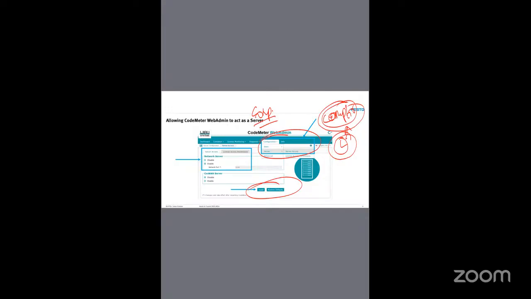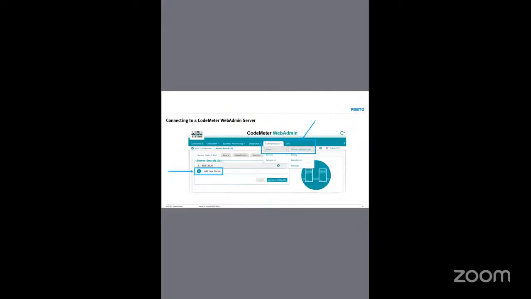After that, open the CodeMeter web admin in another computer. Then go to configuration. After that, server search list. Then after that, add new server. Then the computer name or the IP address of the computer having the license, enter it so that we can share the license. So we can use it in two different computers.